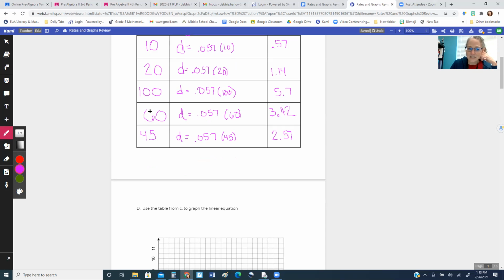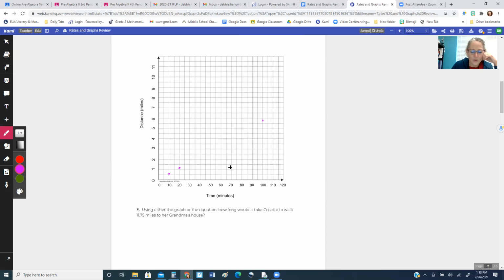So after an hour, she's gone 60 minutes. She's 3.42. So a little bit less than 3.5. So 60 minutes. There's 3.5 right there. And then right below 3.5.